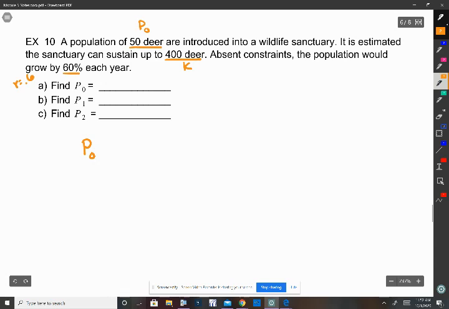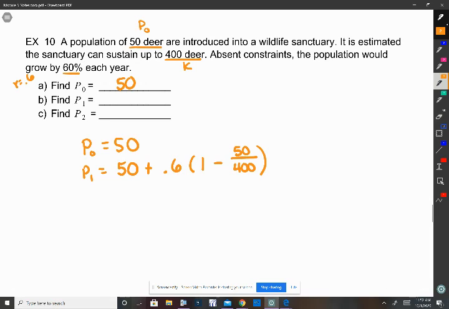So if I do P sub 0, in order to find that, that's just what I start with. So that's 50. So that's the easy one. Actually, we can just write that. If I'm finding P sub 1, then I have to use the value from P sub 0. So previous value is 50. The growth rate is 0.6. I do 1 minus my previous value, which was 50, over the carrying capacity, which is 400, times the starting amount or the previous amount, which is 50.